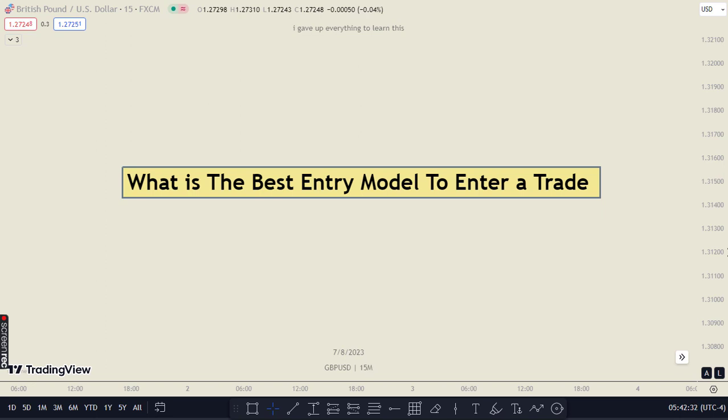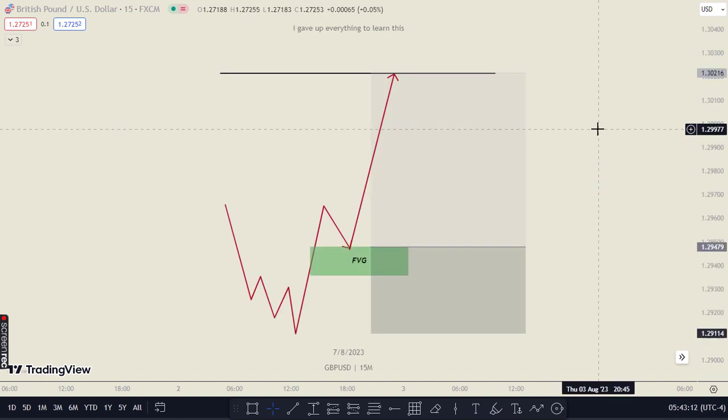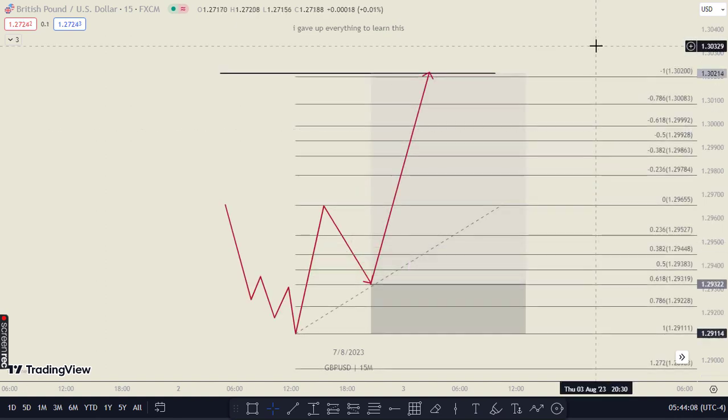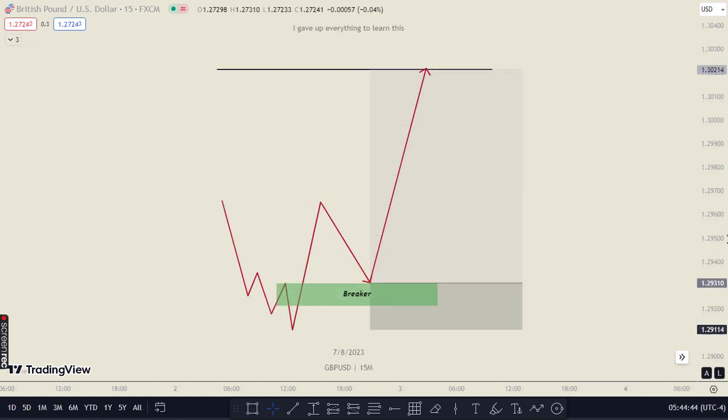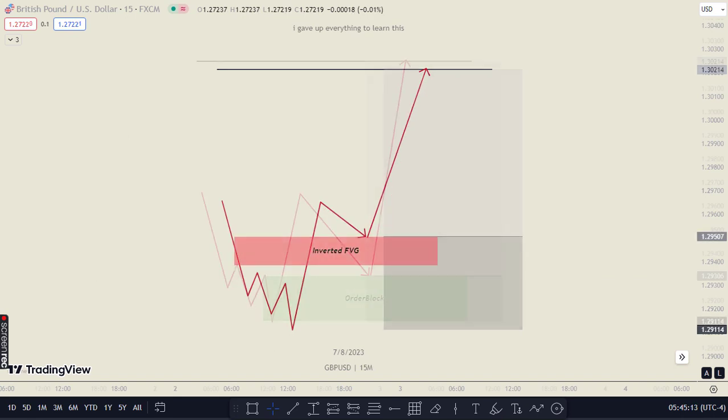In this video I'm going to show you how to select the perfect entry model for your trading strategy. As you all know, there are numerous patterns to consider when entering a trade. For instance, if you follow the ICT trading approach, you might enter based on a fair value gap or an OTE level, a breaker block, an inverted fair value gap and more.